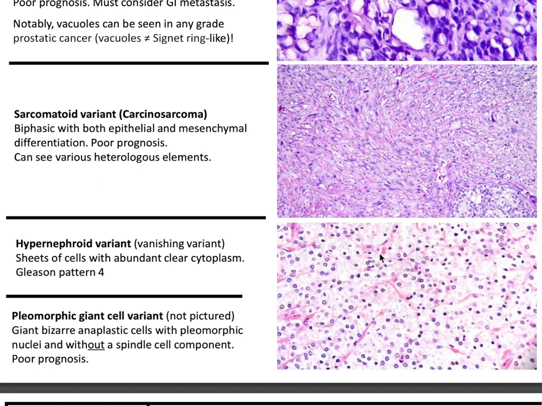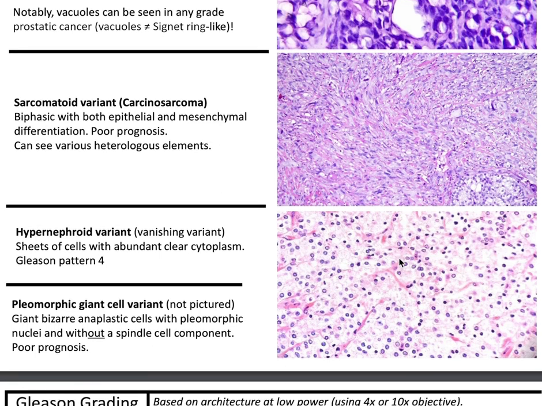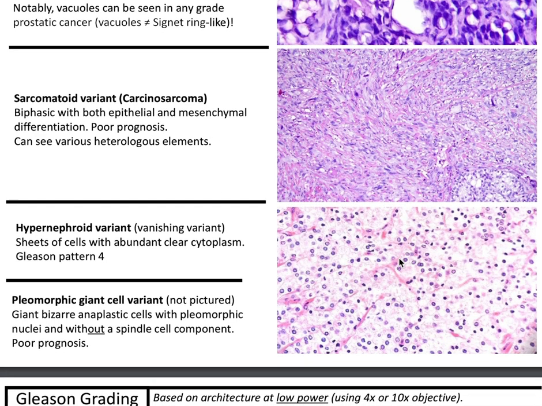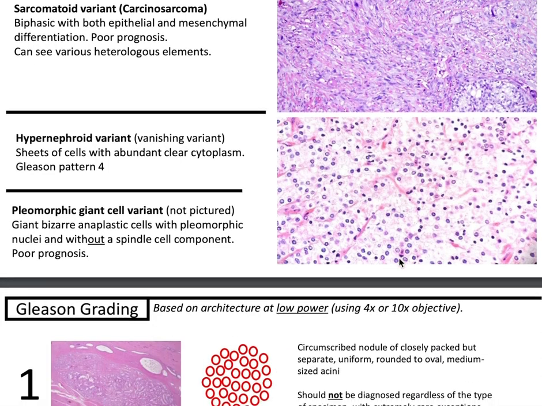Hypernephroid variant, you'll have sheets of cells with abundant clear cytoplasm, and it's Gleason pattern 4. Pleomorphic giant cell variant, which is not pictured, you'll have giant, bizarre anaplastic cells with pleomorphic nuclei and without a spindle cell component, and has poor prognosis.